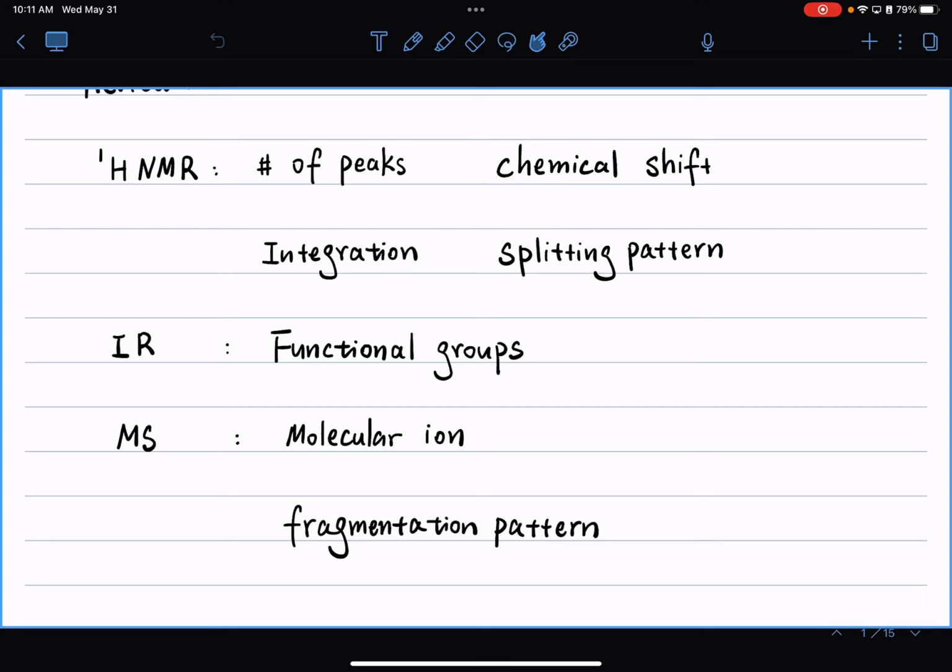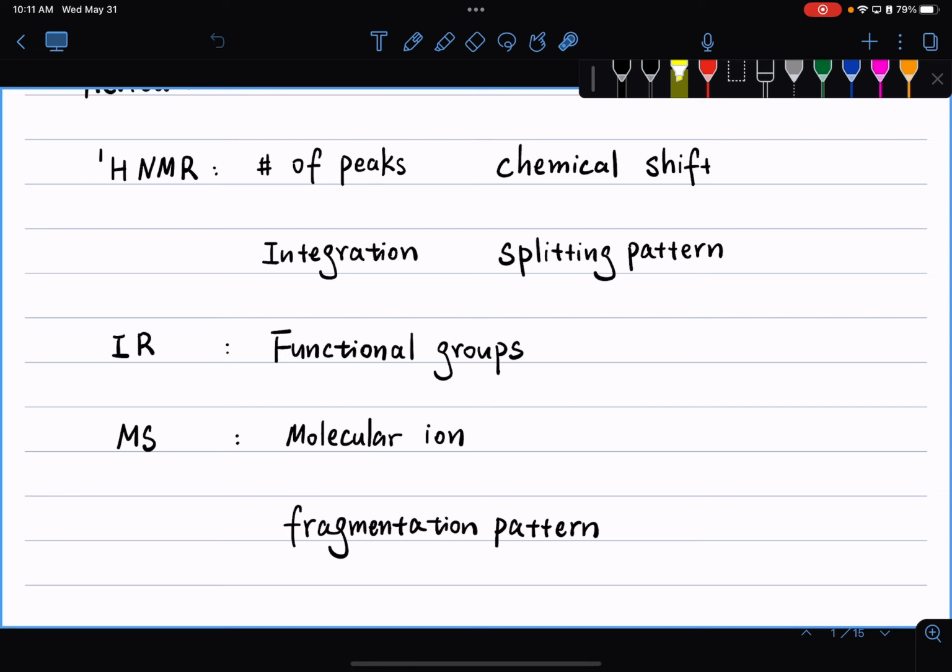The first one is proton NMR. With proton NMR, we have 4 different types of information you can get. Number of peaks tells you the chemical equivalence of your hydrogen atoms. And just keep in mind, one of the common misunderstandings of number of peaks and splitting pattern is that chemically equivalent hydrogens do not shield each other.